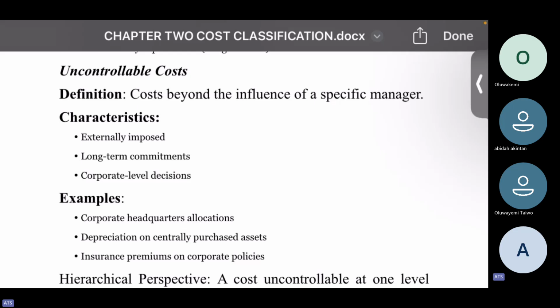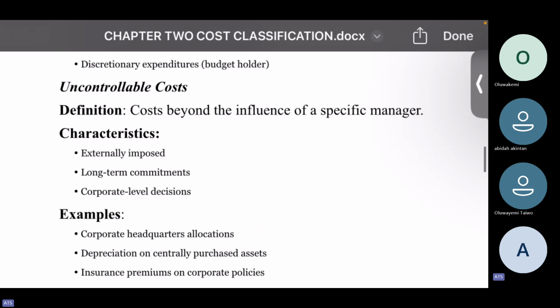So here, corporate headquarters allocation. There's probably an allocation that comes from the head office for everybody, the resources that you have to manage. So if there are costs that you had to incur because those resources were not enough, that is beyond your control. It is left to top management to control this. But as a line manager yourself, it is out of your control. It is an uncontrollable cost to you, so you are allowed to incur it. Do you understand?